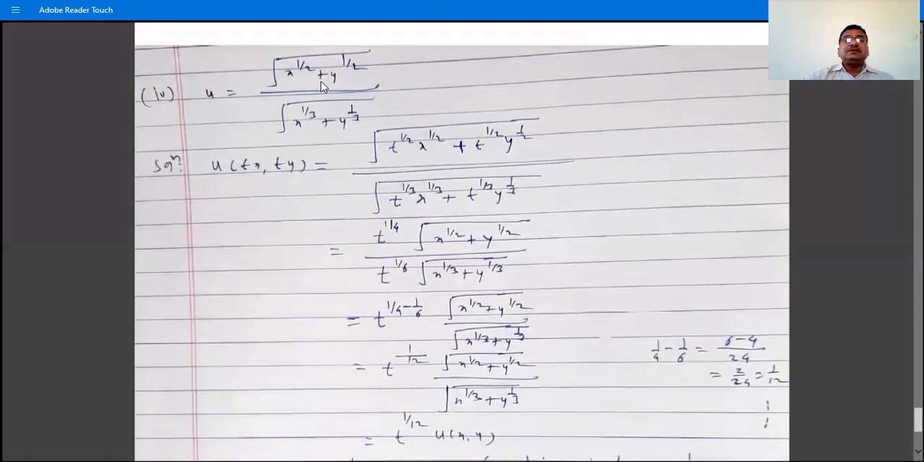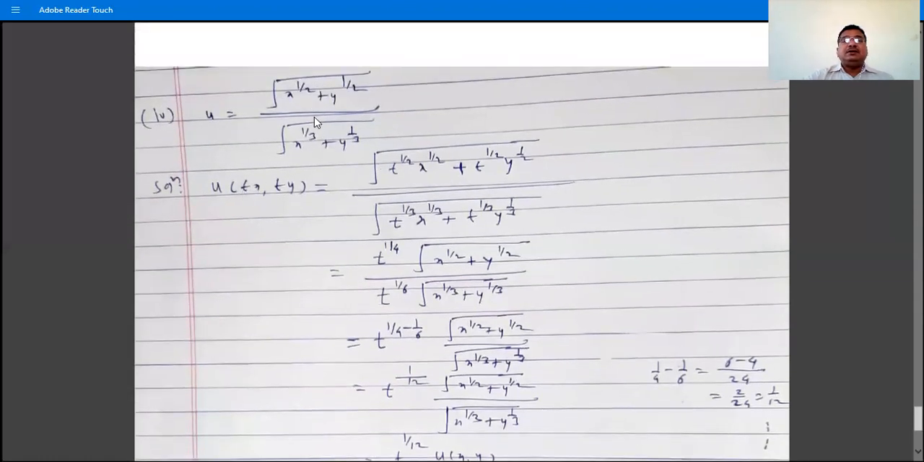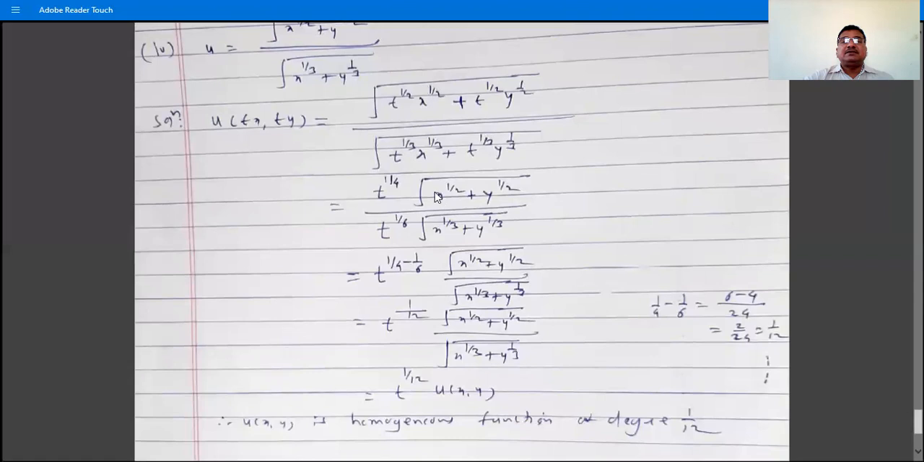u(tx, ty) is equal to: replace x by tx and y by ty. So (tx) raised to half means t raised to half, x raised to half. Then y is ty, and ty is t raised to half, y raised to half, plus (tx) raised to 1/3 is t raised to 1/3, x raised to 1/3, plus (ty) raised to 1/3, t raised to 1/3, y raised to 1/3.